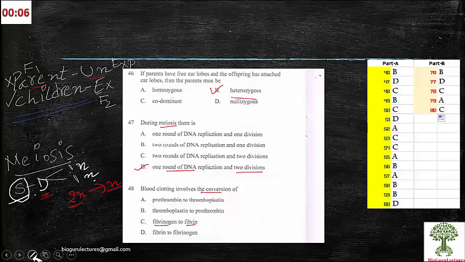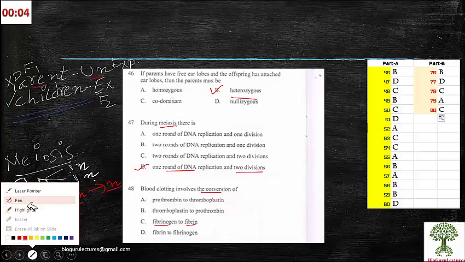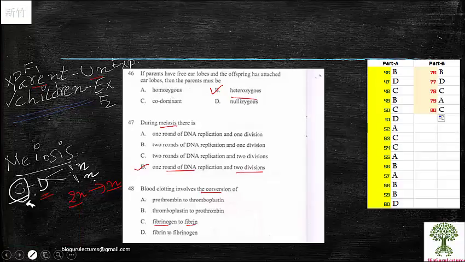47th one, during meiosis, which is called the reductional division, the division takes place twice. Only in the first division the synthesis of DNA will take place, and in the second division synthesis will not be there, and the cells become haploid. Hence the answer is option D.